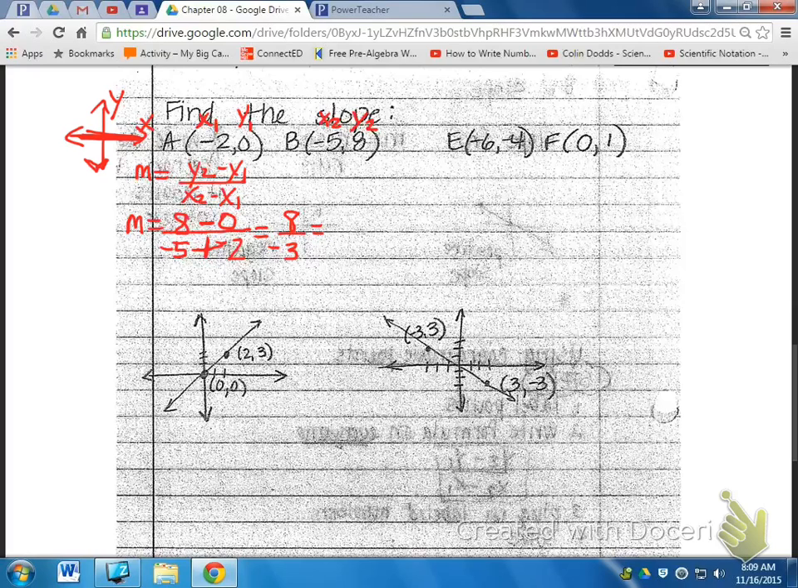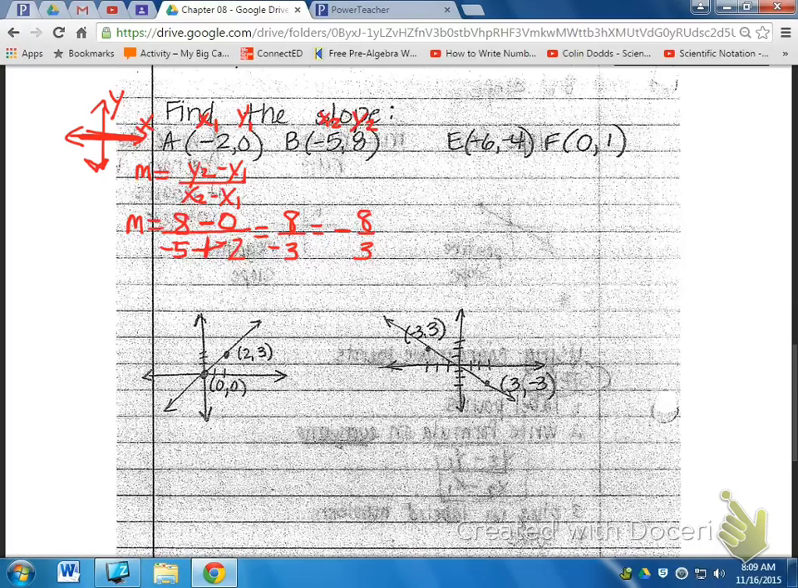The only thing you can do, since the top is positive and the bottom is negative, the signs are different, so it's going to be a negative. You kind of pull that out in front. -8/3. If they would both be negative, then it would be a positive slope. But if there's only one, it's a negative slope. Questions about that example?